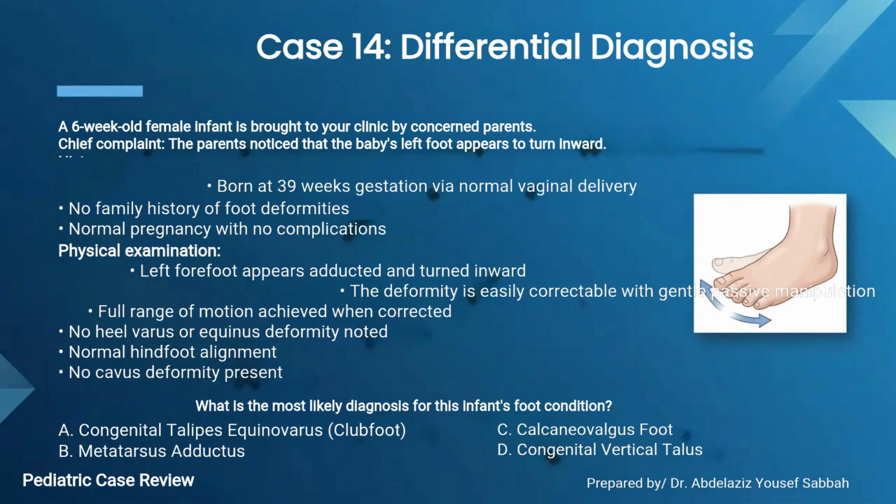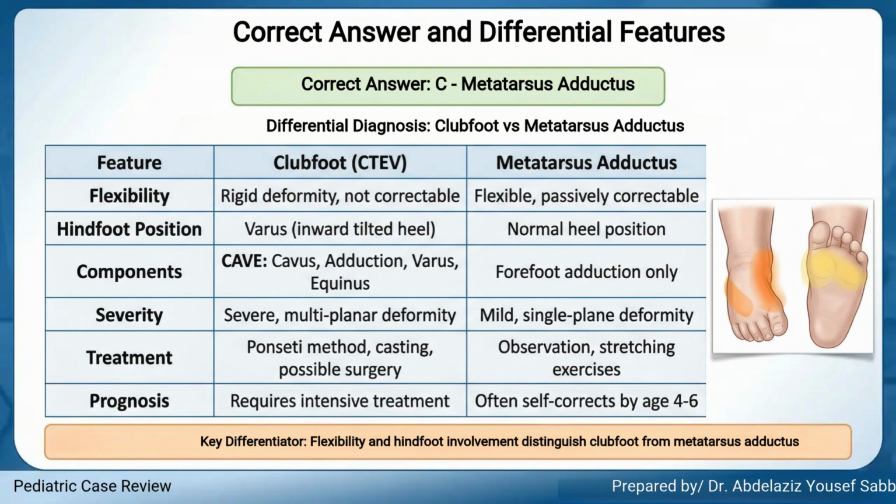Option A, congenital Talipes Equinovarus. Option B, metatarsus adductus. Option C, calcaneovalgus foot. Option D, congenital vertical talus. The correct answer is option B, metatarsus adductus.